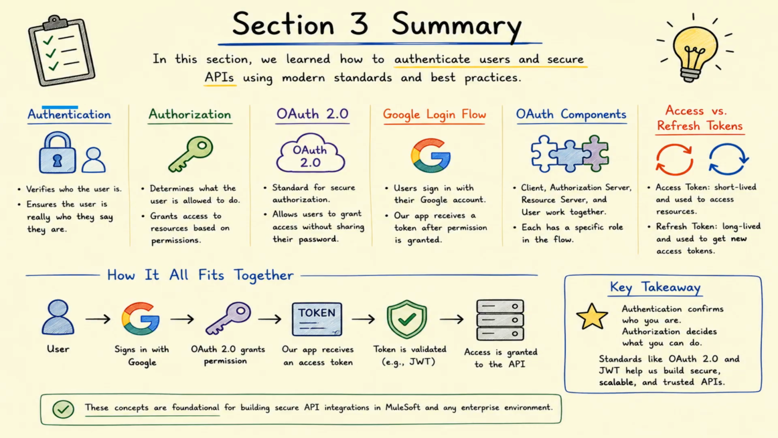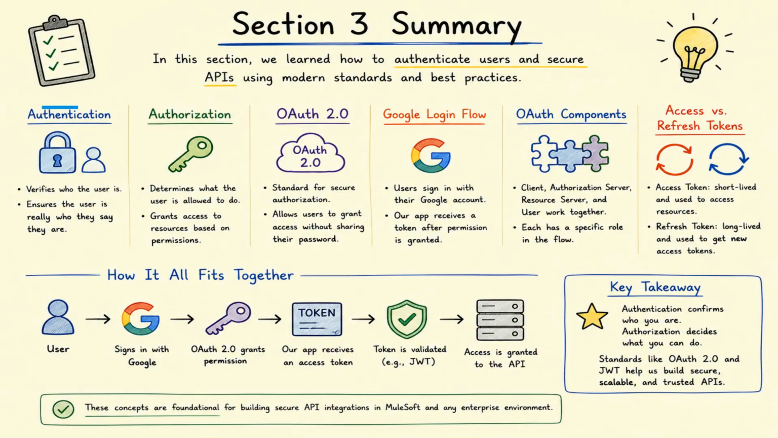Before moving on to the next section, let's take a moment to connect everything we've learned. We started by understanding the difference between authentication and authorization, then explored authentication methods, API keys, OAuth 2.0, and its main components and flows. We also learned how access tokens, refresh tokens, and JWTs work together to provide secure API communication. The flow diagram at the bottom ties these concepts together, showing how a user authenticates, receives permission, obtains a token, and securely accesses protected APIs. These are the same authentication principles used in MuleSoft and many enterprise applications, making them essential skills for designing secure, modern API integrations.